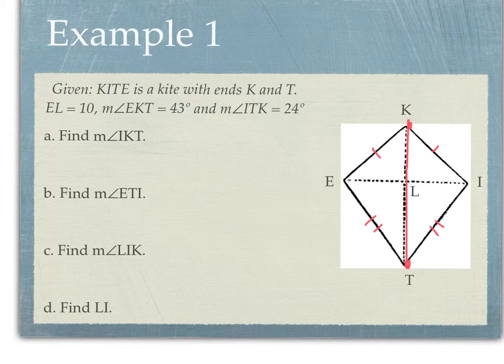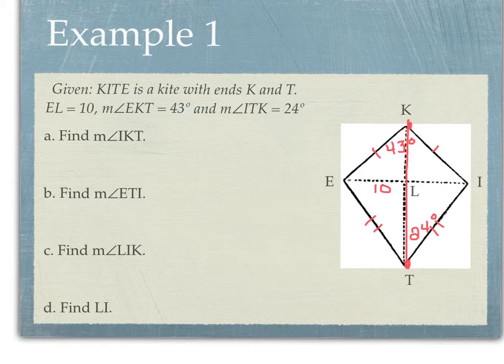So it tells me that EL is equal to 10. So this length is equal to 10. EKT, so that would be from E to K to T. So that's talking about this angle here. EKT is this angle. That one's going to be 43. And ITK is this one down here, 24. Now it wants me to find IKT.